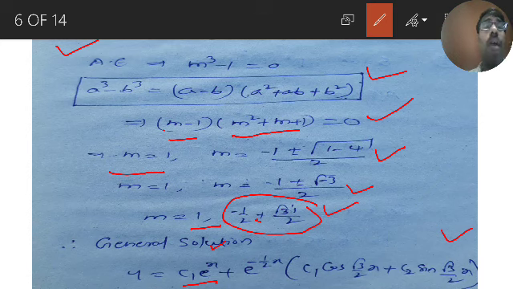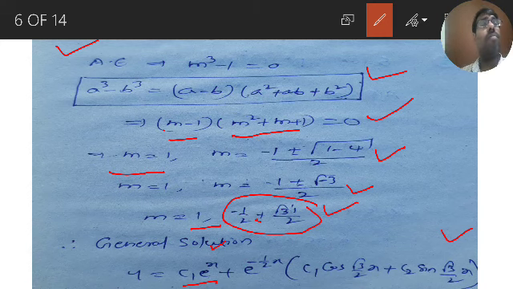Are you getting? So one root is a real root and the other two roots are complex roots which exist in a pair. So for a real root, you can write c1 into e power of x, and for complex roots you can write e power of alpha x into c1 cos beta x plus c2 sin beta x. So the important thing is that you have to find the roots.